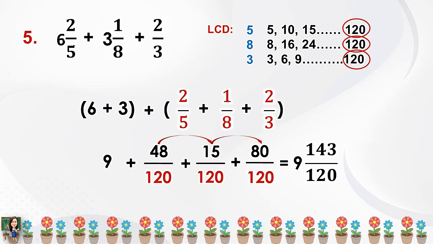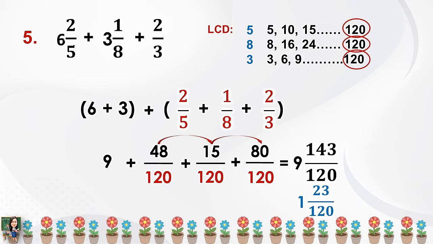First, let's focus on this fraction. 143 over 120. This fraction is an improper fraction. Change this to a mixed number. Let's divide 140 by 120 equals 1. 1 is the whole number, then the remainder is 23. This will be the numerator. And then copy the denominator 120. 1 and 23 over 120.